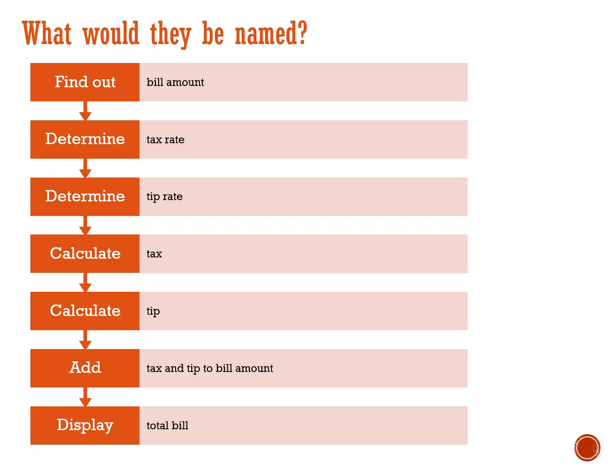So let's come back to my restaurant bill. Let's see if we can determine what I might call these variables that I'm going to use. I could call this billAmount or subtotal. We could call this taxRate and tipRate. I'm going to use camel case in these. I personally use camel case for one reason, because I cannot find the underscore on my keyboard to save my life, but I can always find the shift key. So I prefer the camel case. So we're going to have tax and tip, and then finally we're going to have some kind of a totalBill or a billTotal, something like that.